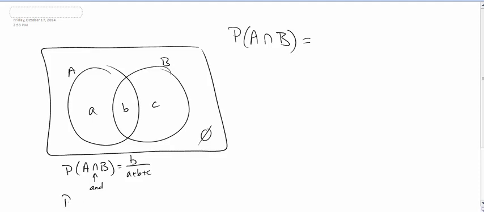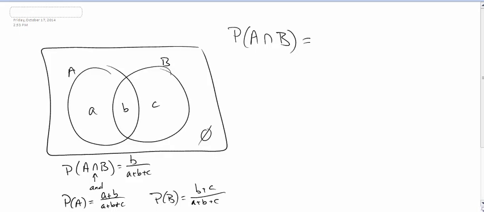What's the probability of A? The probability of A would be A plus B over A plus B plus C. And the probability of B would be B plus C over A plus B plus C. Yeah? Okay, cool. Hopefully when I say yeah to this, you're agreeing with me. This makes complete sense.